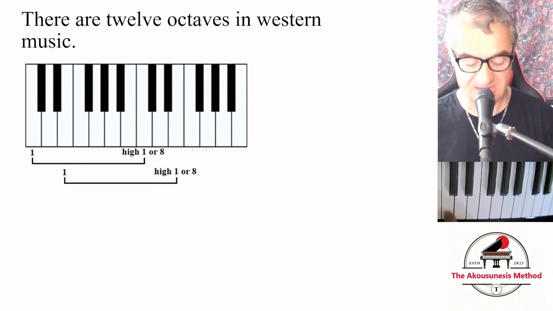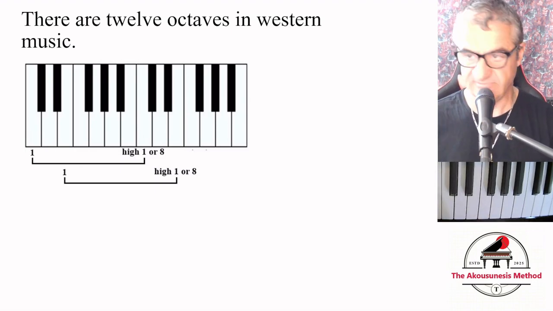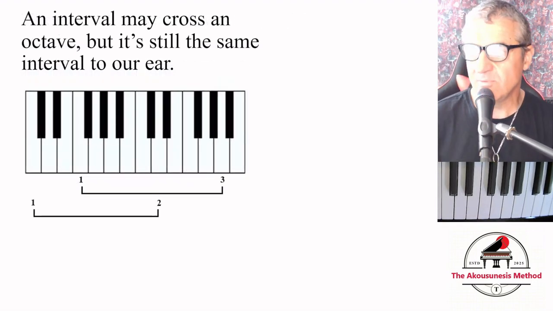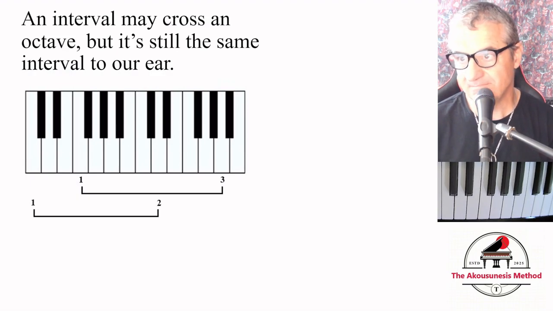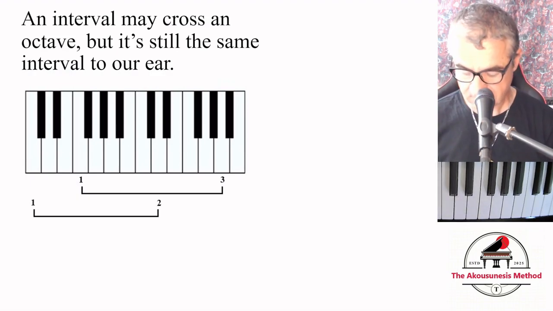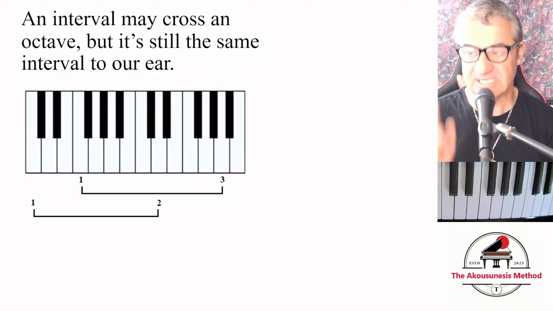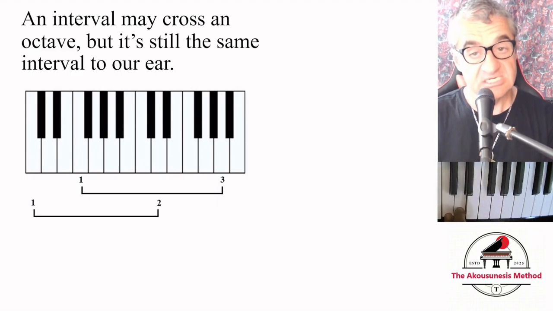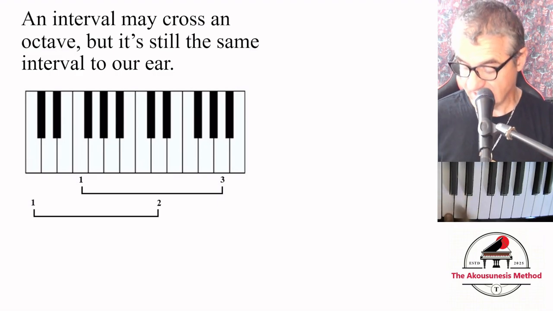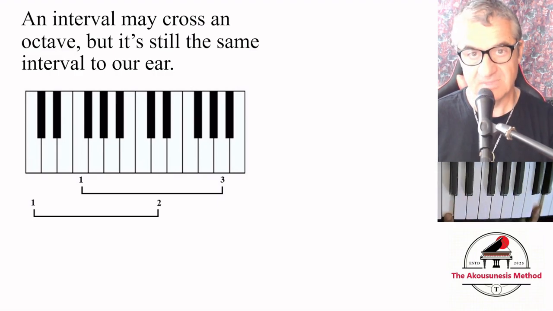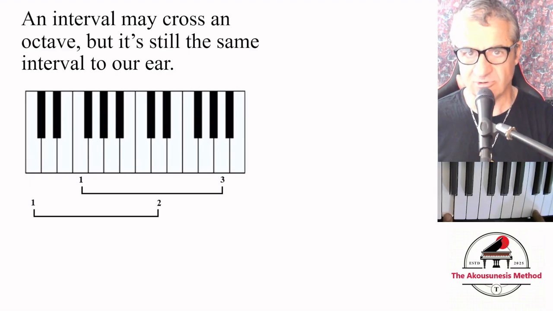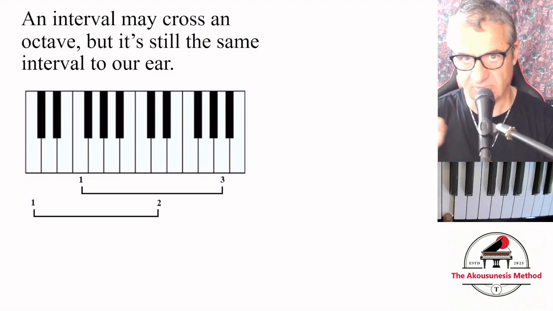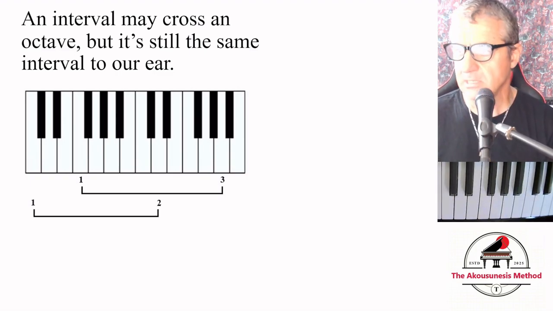Oop, that wasn't the same note. That's the same note. That's a second. See the harshness? Okay, moving on. An interval may cross an octave, but it's still the same interval to our ear. So for instance, C and D, so that's a second. That's also a second, right? Now when we're talking about chords, we call this a ninth, but we're going to talk about that later on.